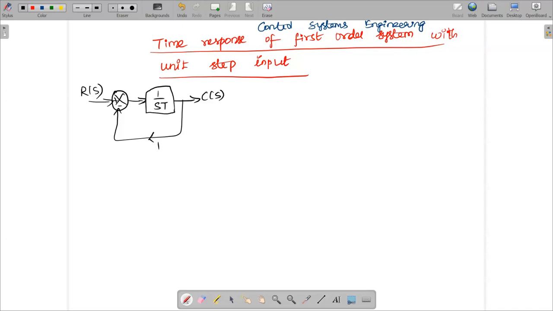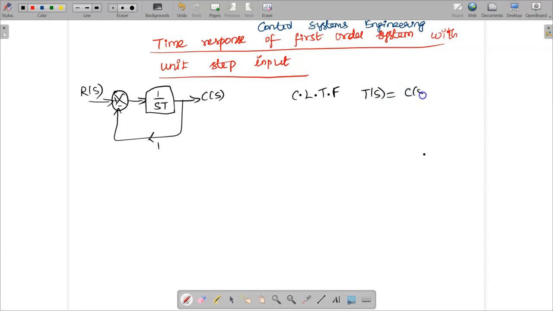Today we are going to see the time response of first order system with unit step input. Okay, so this is the first order system, right? Where you have the forward path gain as 1 by sT, reverse path gain as 1. So first what we have to determine is the closed loop transfer function for this first order system.